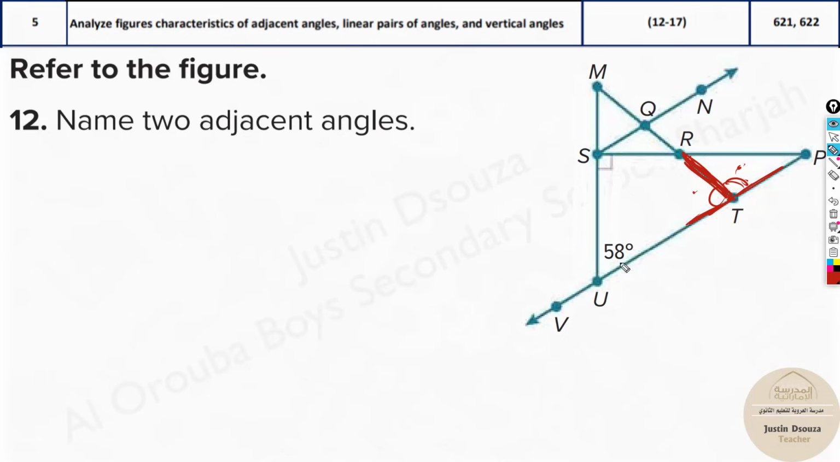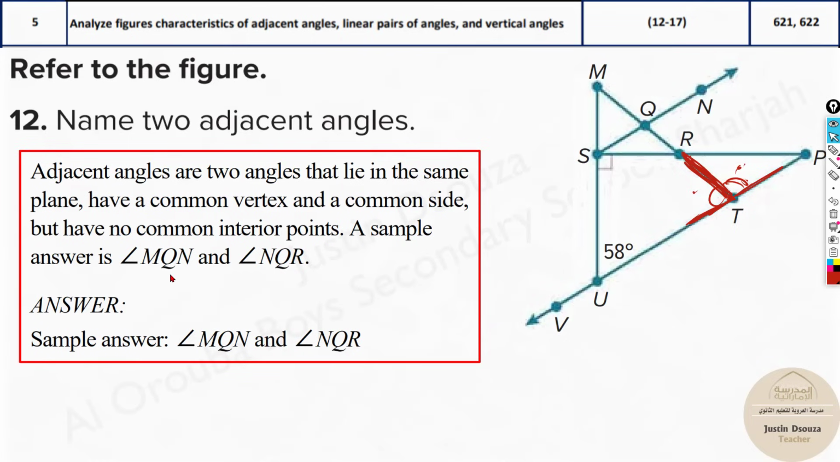Now here, UTR and RTP are adjacent angles. Now over here they have told the same thing but with MQN and NQR. So they have mentioned over here these angles, this also adjacent. It's just a sample answer. Now there are so many adjacent angles over here. If I take this whole and this one, all these are adjacent angles.